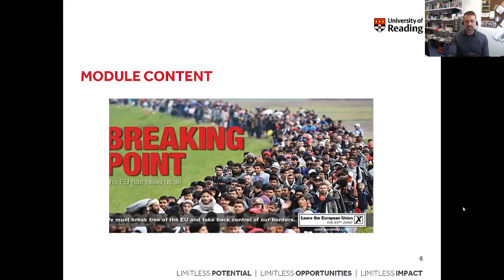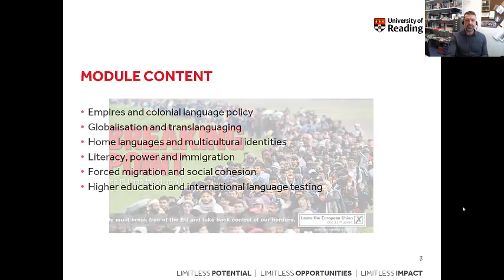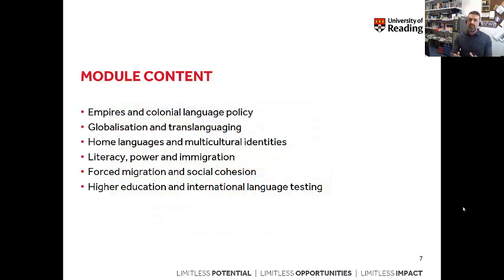So the module content draws from a range of different sources. We look at the way that migrants are constructed in the public sphere, in the media, as well as in political speeches. And we look at election campaign material to see how the politicization of migrants is a very prominent feature of how political parties talk about migration. But we also take a historical view.